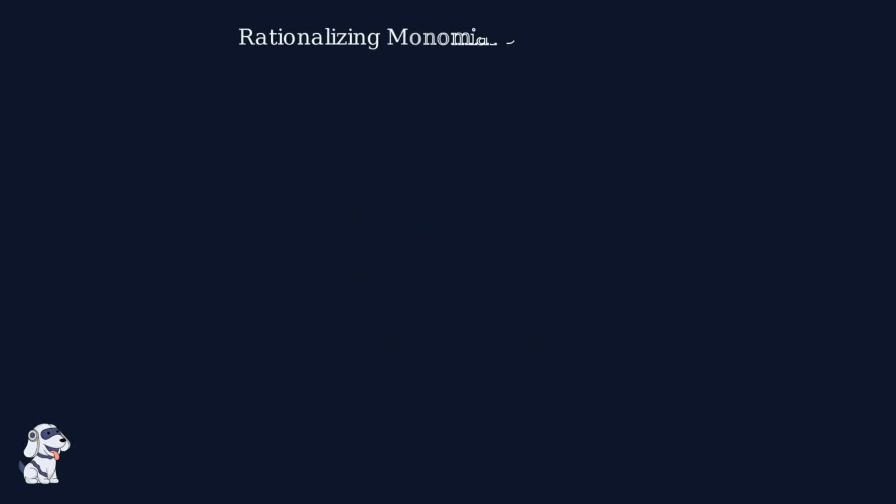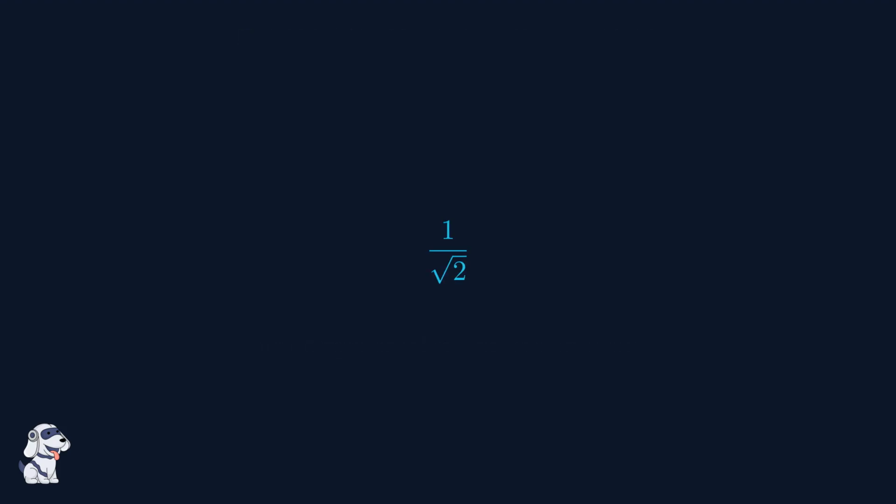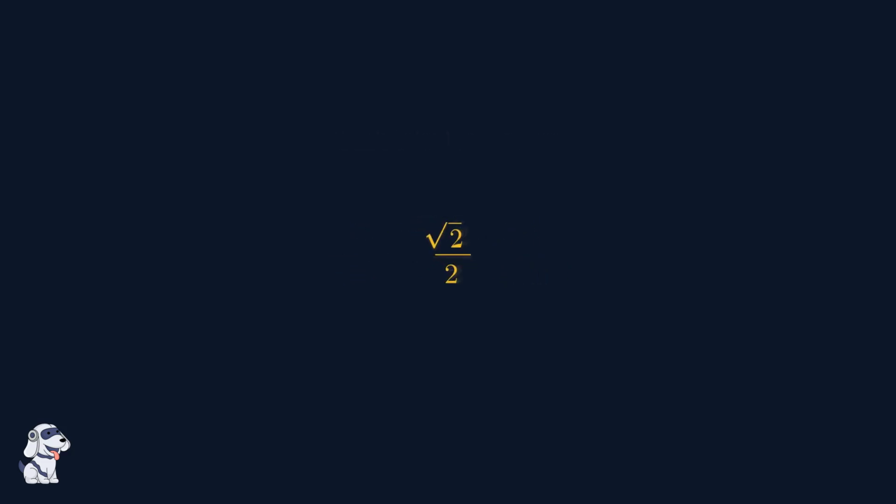In algebra, we standardize fractions by rationalizing the denominator. Our goal is to eliminate the radical from the bottom of the fraction. We multiply the fraction by 1 using the radical itself. This effectively squares the denominator, turning it into a rational number. Since the square root of 2 times the square root of 2 equals 2, we arrive at our simplified rationalized result.